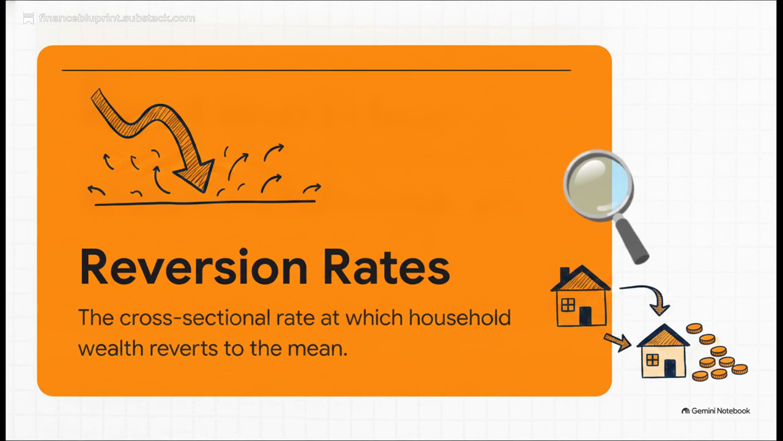Number 1, reversion rates, which basically measure the cross-sectional rate at which a household's wealth reverts to the mean. And number 2, idiosyncratic volatilities, which are the unique fluctuations in wealth experienced across differently ranked households. Regardless of how incredibly complex our economy is, these 2 rank-based factors capture all of it. They literally determine the shape of the entire wealth distribution.